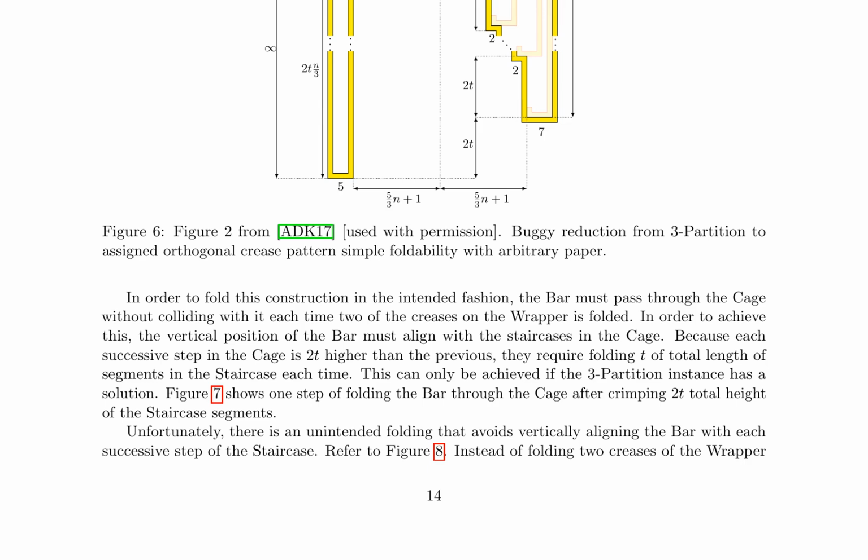The importance of maintaining the integrity of the original design is highlighted, as unintended folding patterns, like the one in Figure 8, could lead to incorrect or incomplete solutions to the 3-partition problem. This emphasizes the need for careful consideration of all possible folding scenarios during the design phase. The buggy reduction technique's intricacies and its application to solving the 3-partition problem using origami principles are discussed, emphasizing the significance of precise geometric calculations and careful design to prevent unintended folding patterns that might compromise the solution's accuracy.